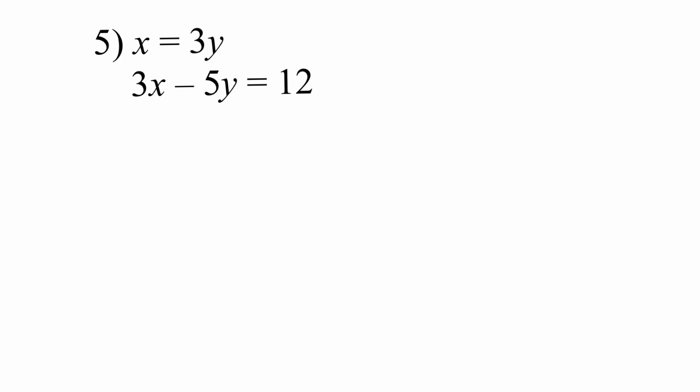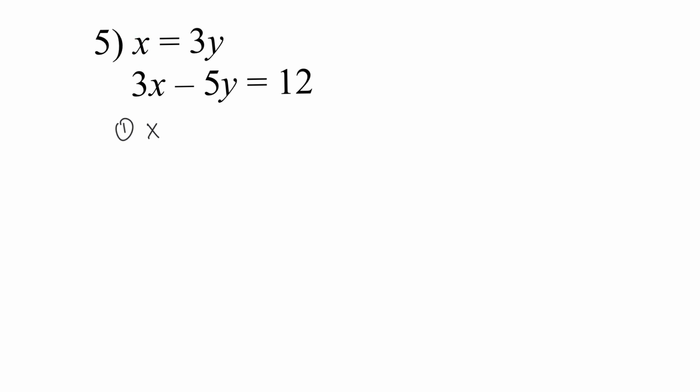Number 5, we have a system x equals 3y and 3x minus 5y equals 12. Well, guess what? I noticed the top. Look at the top equation. The x is by itself. When you guys have a variable by itself, you can use the substitution method. Not elimination, substitution. So I am going to use the substitution method for this system of equations. So there's 3 steps. For substitution, step number 1, you guys need one variable by itself. We already have it.